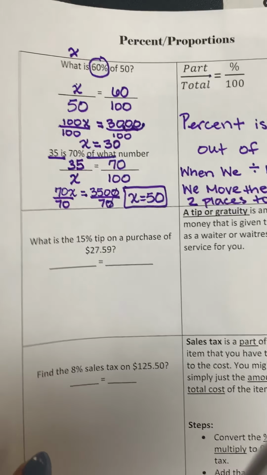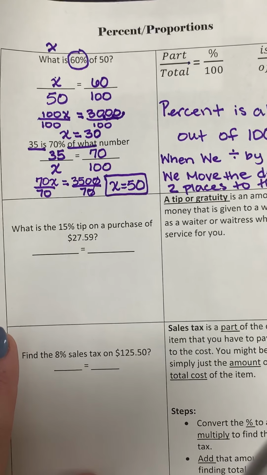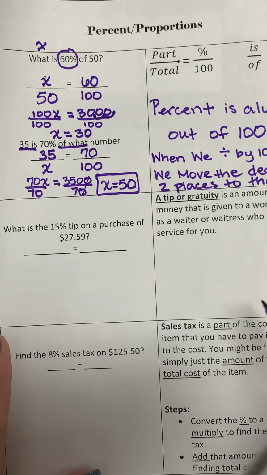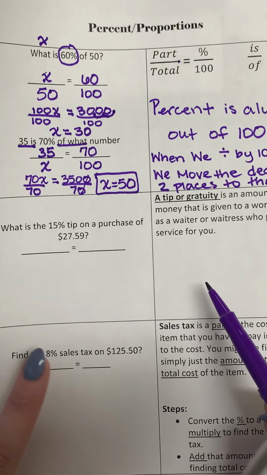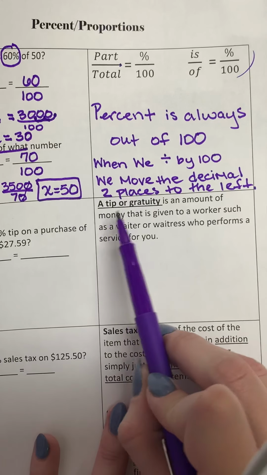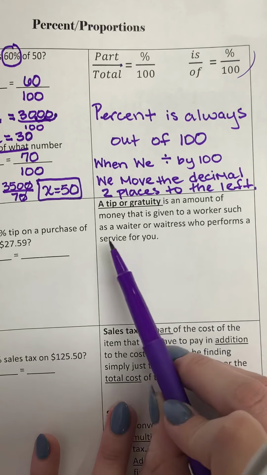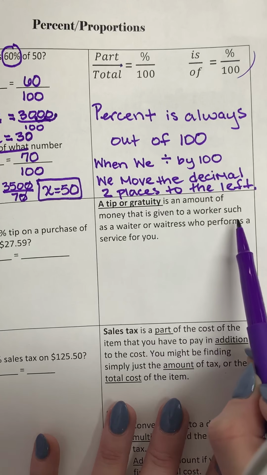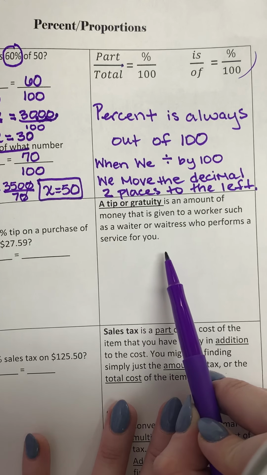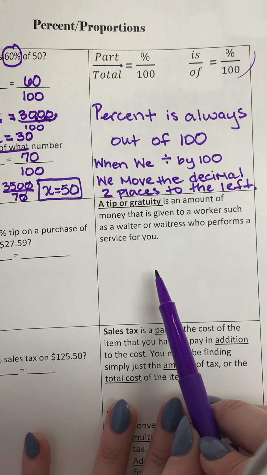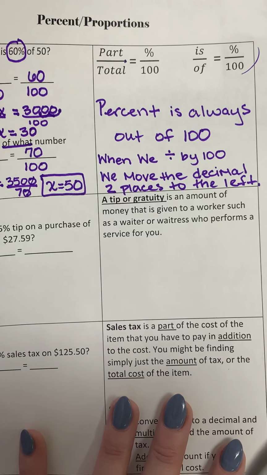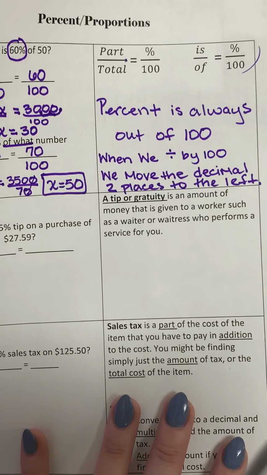Okay, so today we're going back to those notes that we started the other day, and we're going to be doing the last two sections. So we're going to first look at what tip or gratuity is. So your definition's right here. It says a tip or gratuity is the amount of money that is given to a worker, such as a waitress or a waiter who performs a service for you. So a lot of the times when you go to a restaurant, you leave a tip on the table for the person who served you. That is what we are talking about here.